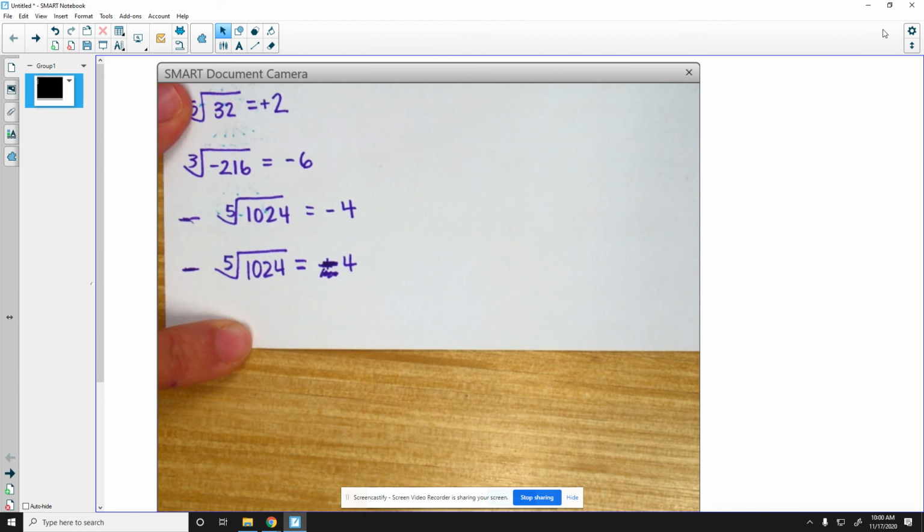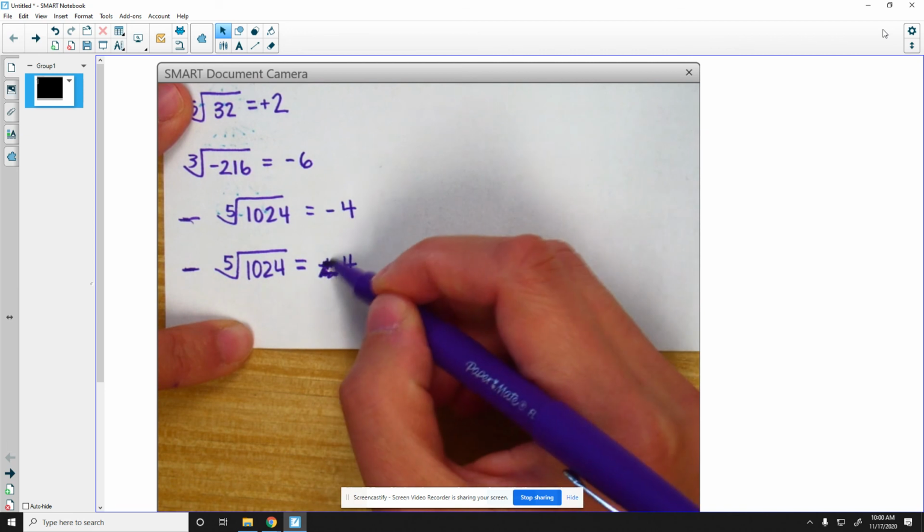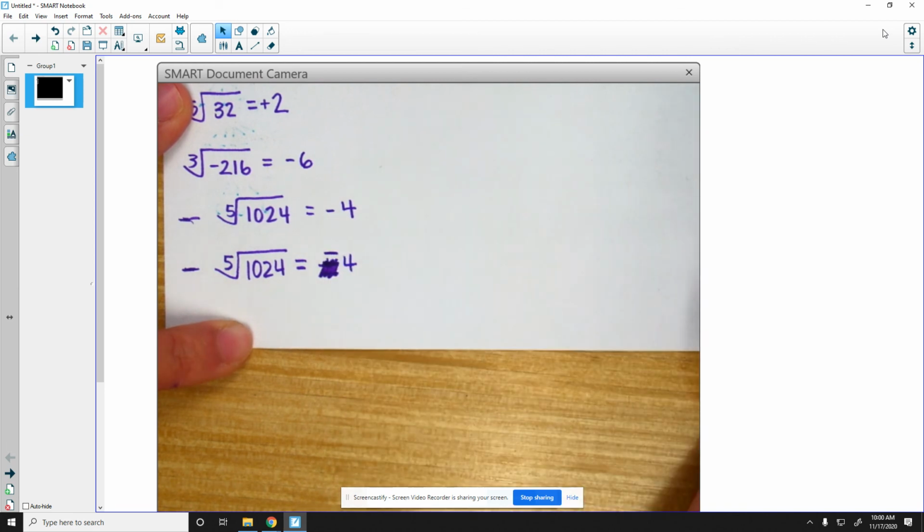Okay. Yes, Mason. Why can't you just not put the negative into your calculator and then just put it at the end of the problem? You could. I'm just, yeah.